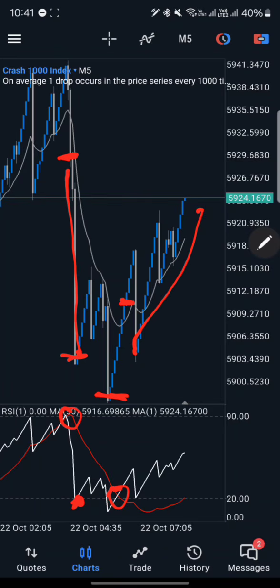When will we close this trade? When we reach level 90. So when the white moving average goes all the way up to level 90, that is when we will close our trade.